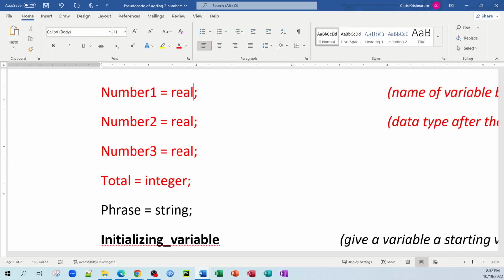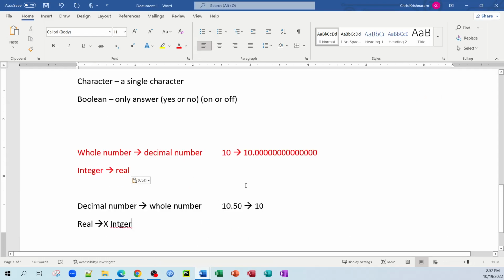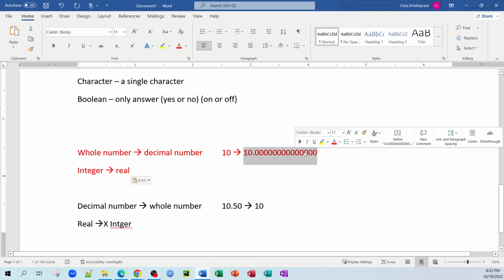So yes, I will get an error because we cannot store a decimal place number into an integer. We cannot store a real into an integer. We cannot place a decimal number into a whole number, even if the decimal number has zeros at the end. It doesn't matter, because the system is not checking if it's a zero at the end. It's not checking what the value is. It's checking for the fact that it has a decimal place.